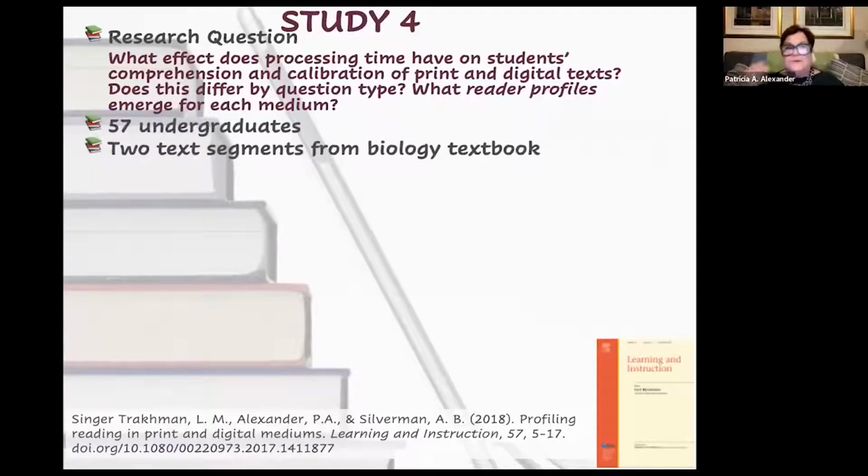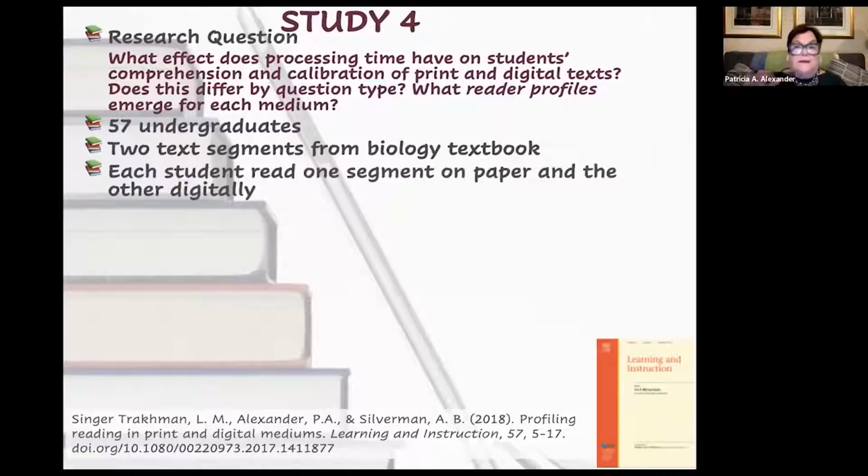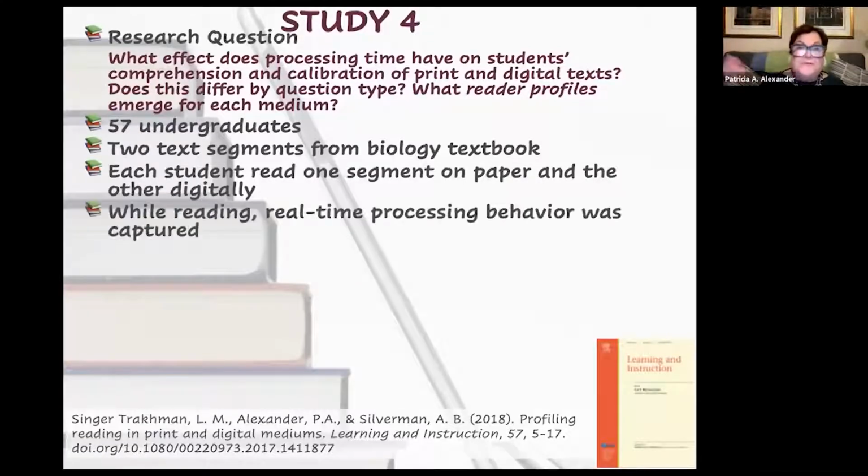There were 57 undergraduates. This time it's a biology text, much more like an intro bio book. So it's got a lot more of the kind of graphics that you see in naturally occurring expository texts that students read at this level. We try to use books that are at the introductory level for these courses, but not the ones that the students use. Again, they each read one in print and one digitally, and you've got that routine down, right? I don't even have to say this sort of thing. And we kept real-time processing data and behaviors as well.